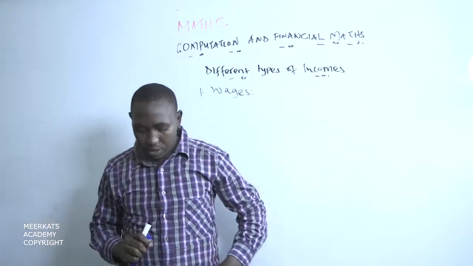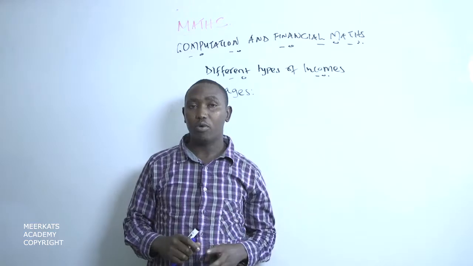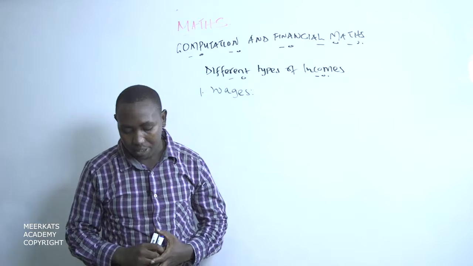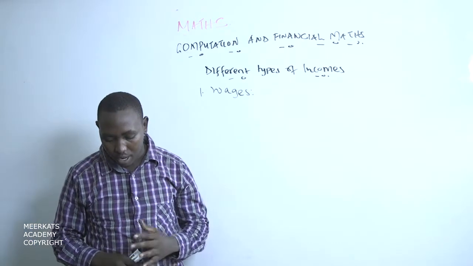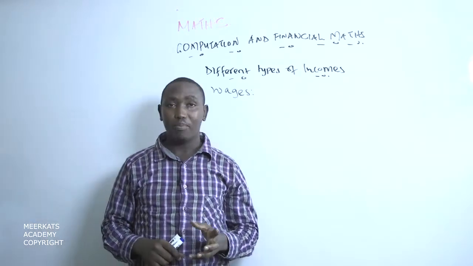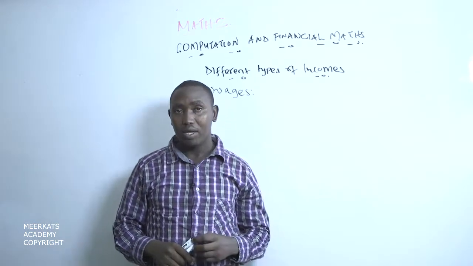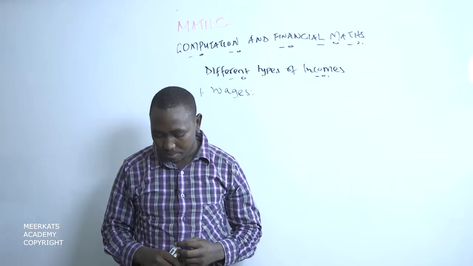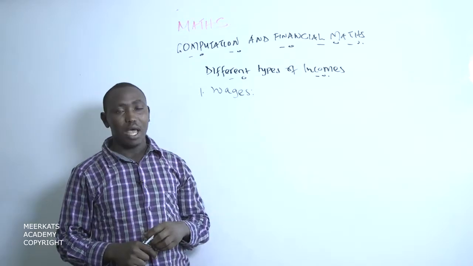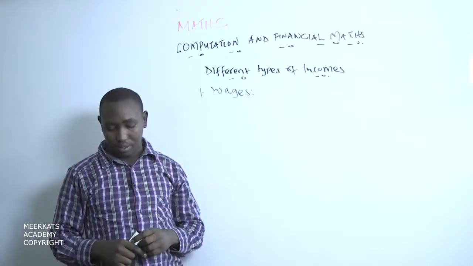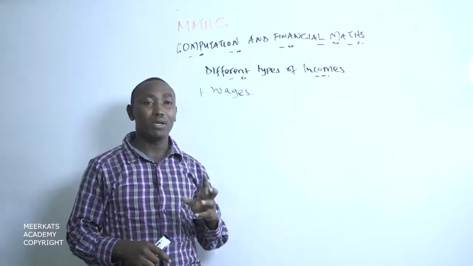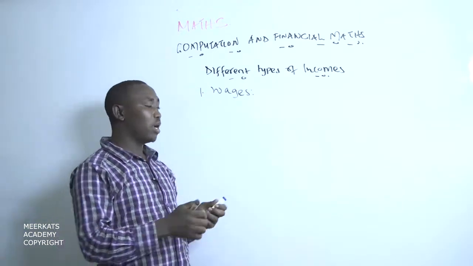And wages are normally for those people who are not in the professional field, or the casual laborers. They attract what we call a wage. These wages are normally fixed and are normally paid after 1 day, 1 week, or 2 weeks. But assuming that a worker works outside normal hours, maybe on weekends or on public holidays, he attracts what we call overtime.